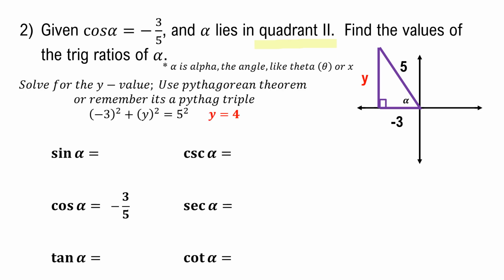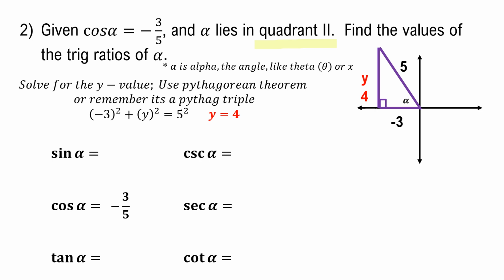Again, at this point, you may use either the Pythagorean theorem, or remember, this is another Pythagorean triple. It's the same one we just did. So either way, whichever helps you remember, so that you can solve for the y value, or the opposite side of angle alpha, so that you can get all 3 sides of the triangle to write the ratios.